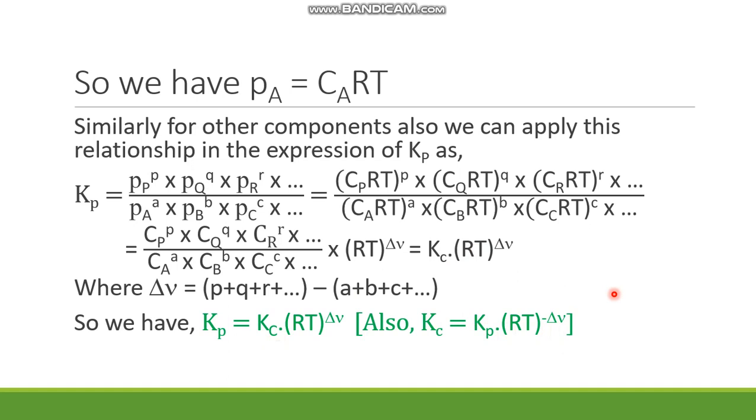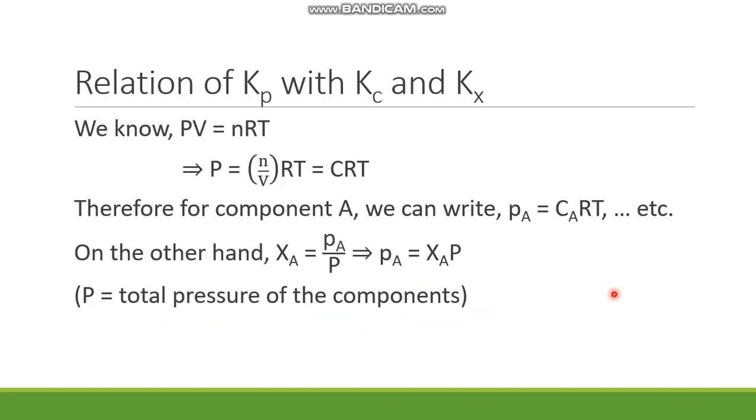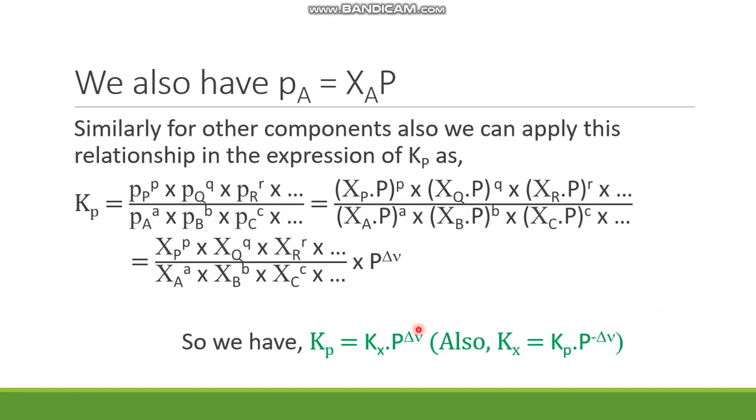Now let's borrow the relationship between partial pressure and mole fraction from the previous slide and apply it to the expression of Kp. Instead of Pp we can write Xp into capital P, and as usual to its power the number of moles of P would go. So this expression is obtained. Now separate the mole fraction terms and the total pressure term, and to its power you will get delta nu. This is actually the expression of Kx.